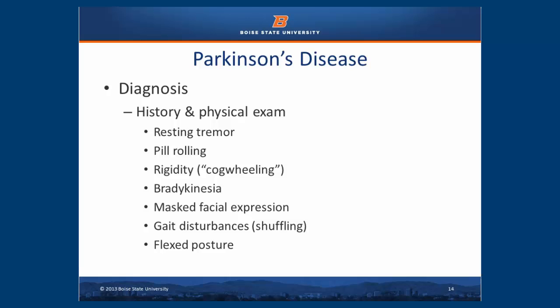Diagnosis of Parkinson's disease is typically made based on history and physical exam. There is no set diagnostic. Symptoms typically develop unilaterally and asymmetrically. MRI of the brain may exclude structural brain lesions but does not confirm a Parkinson's diagnosis.